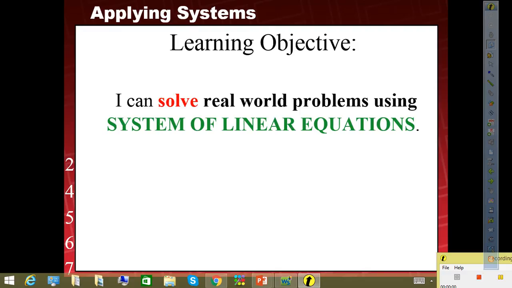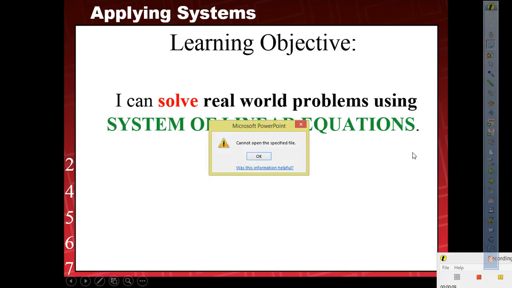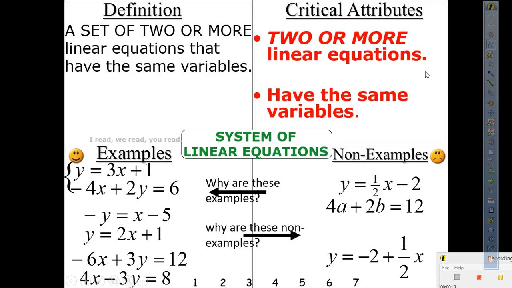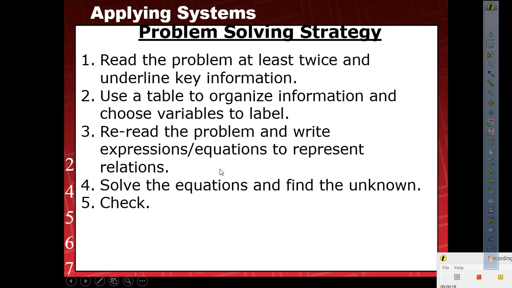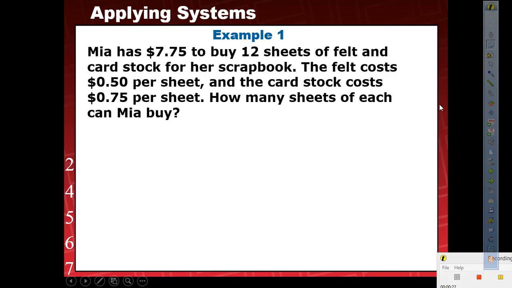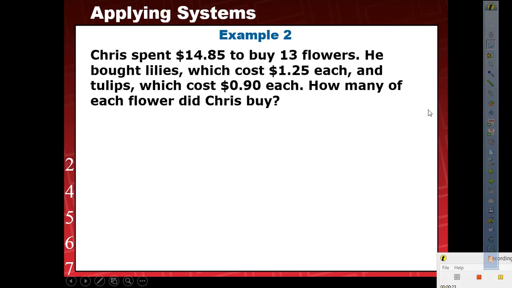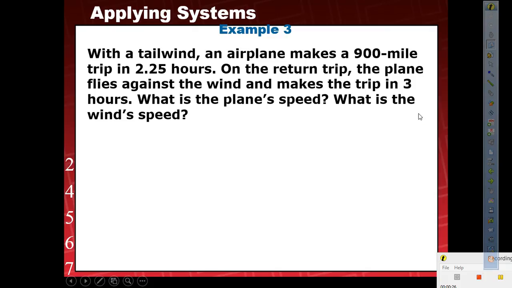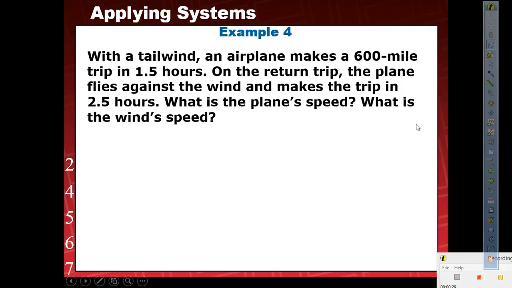So today's objective, we're still continuing with I can solve real world problems using linear equations. We know what linear equations are, so we don't need a Frayer model. We also know the process we've been using for problem-solving strategies. So we did examples 1, 2. We did some with the airplanes. Remember that?